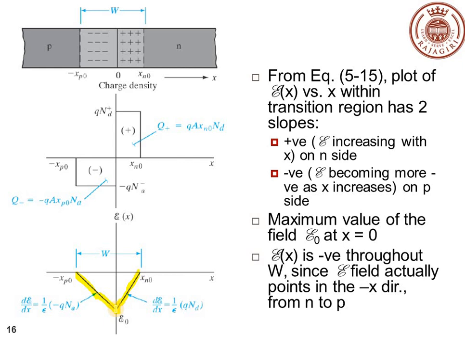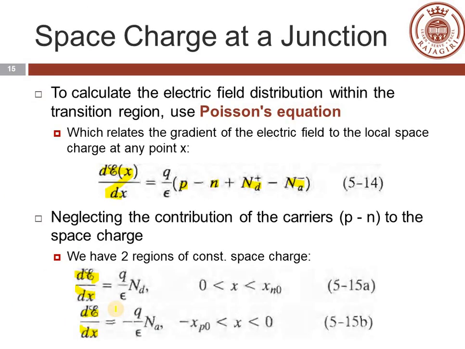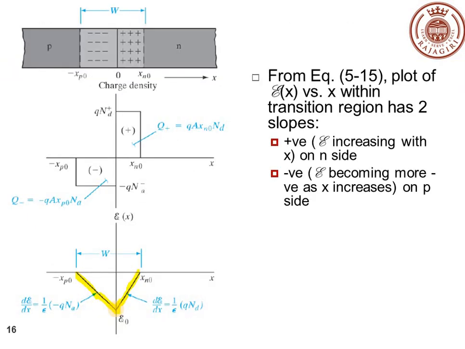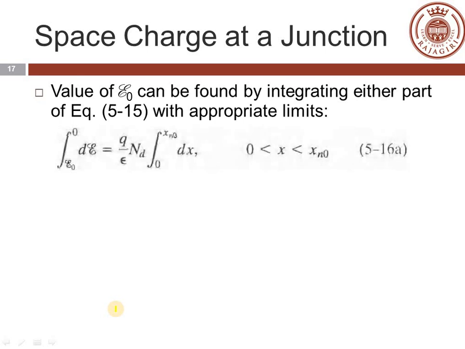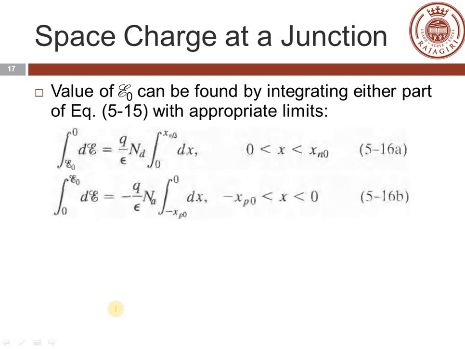Okay. Now we will be taking equation 5.50, that is these two equations, dE/dx = qNd/epsilon and dE/dx = -qNa/epsilon, and integrating them over the appropriate limits. That's shown here. The first equation we integrate from 0 to xn0, and the second equation from -xp0 to 0.